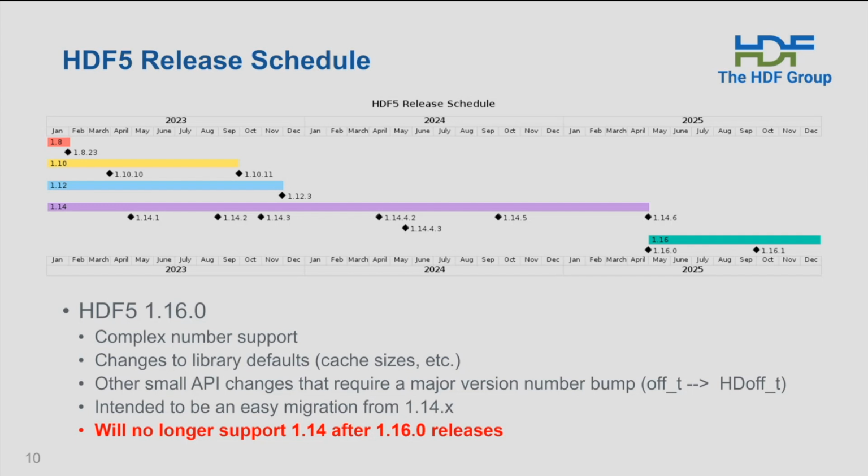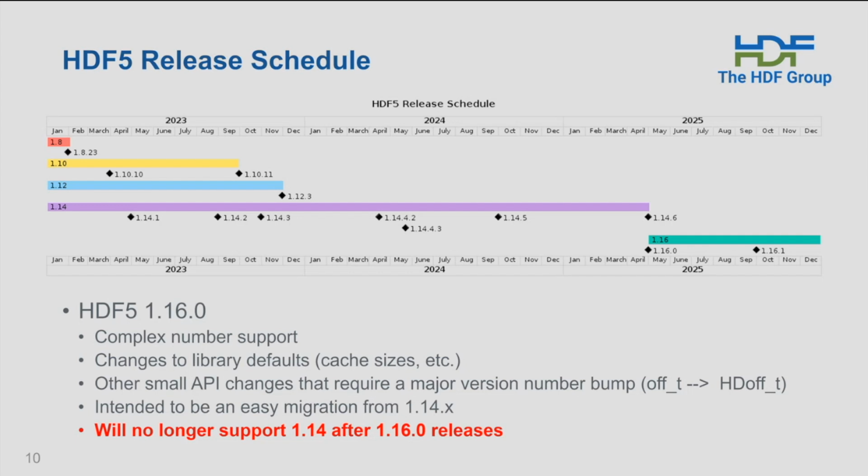And so you wouldn't be able to sanely open a complex number data type file, like a file that had a complex number data set in it, if you were using like 1.14.2. So we decided to do kind of a small major release that would be 1.16.0, where we would include the complex number support and potentially some changes to library defaults, things like cache sizes and stuff like that, because it's no longer 1997.